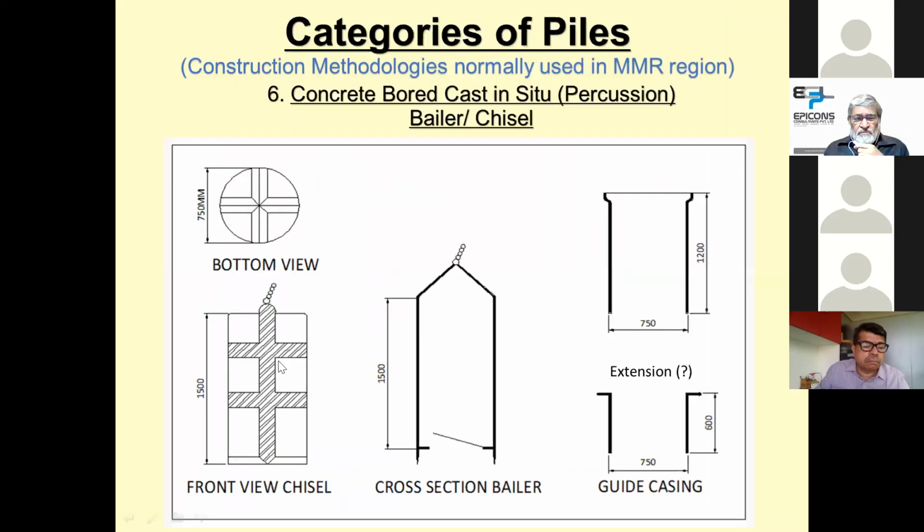You can understand better from the next picture, which is an actual photograph, and the baler has a flap at the bottom. So there is a guide casing which is driven inside. Then once it has gone to the desired depth, we put an extension and then we keep on driving inside.